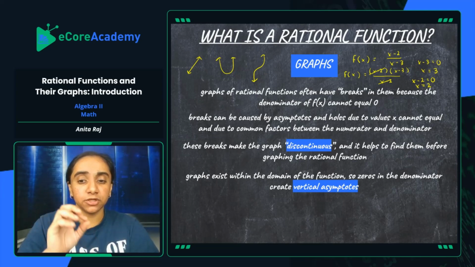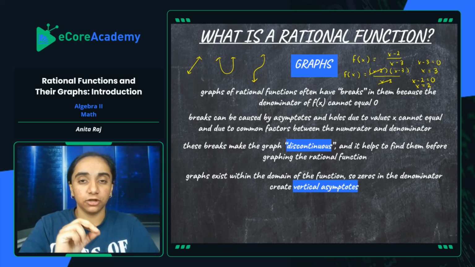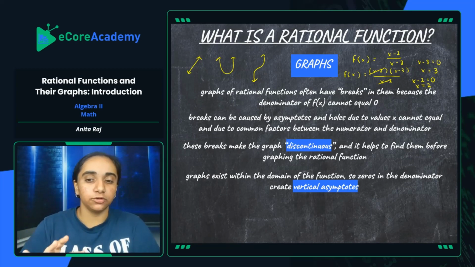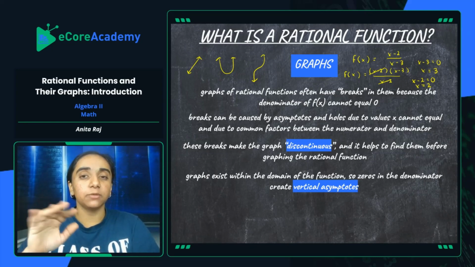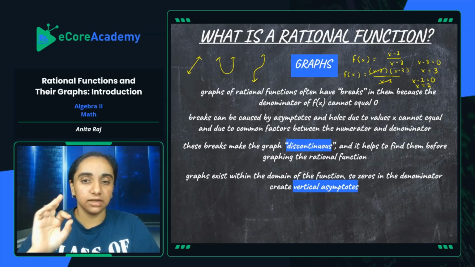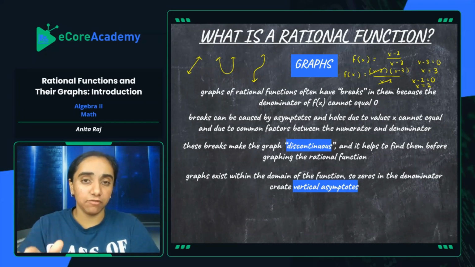But graphs exist within the domain of the function. So the graph is always going to have a point within the domain that you specify of the function, which is when we use interval notation. It's not going to have any kind of points where the domain does not exist for the function. That's what we're trying to say. Where x does not have a value, x is undefined for the function. It's not going to have a point there.